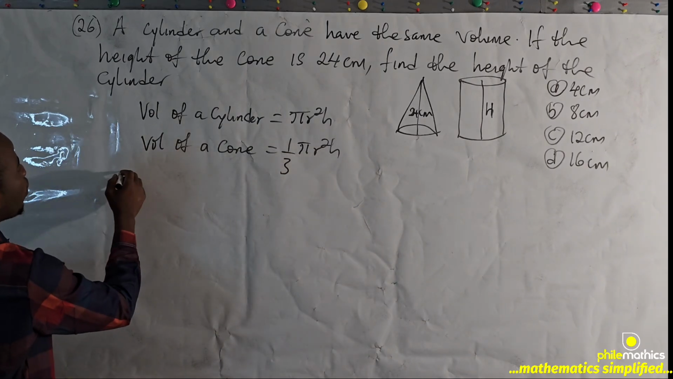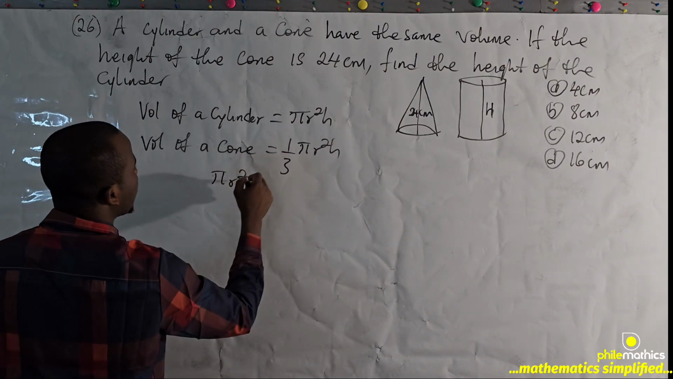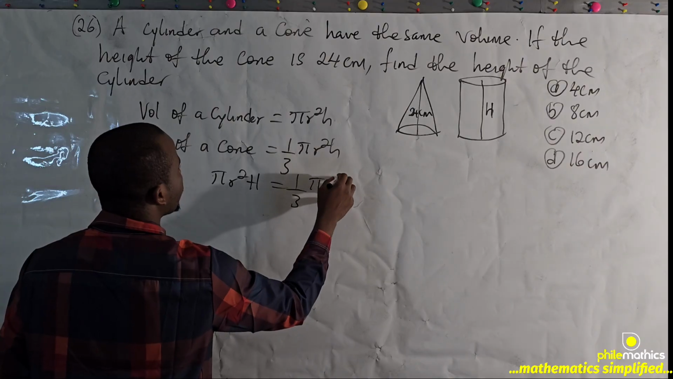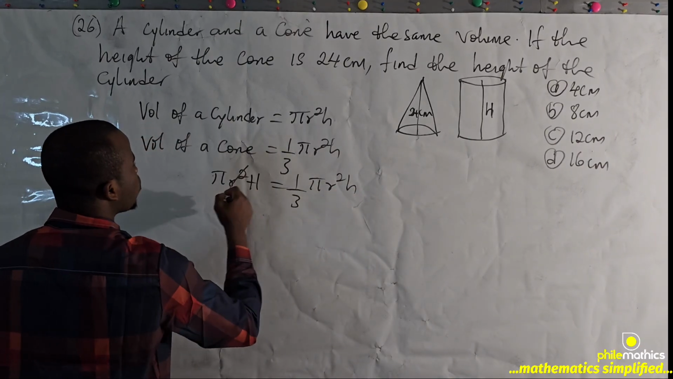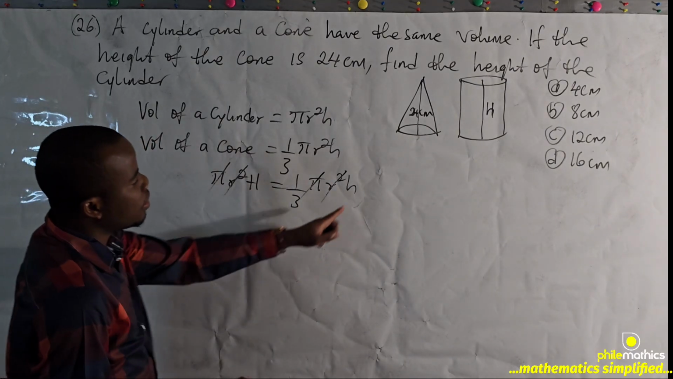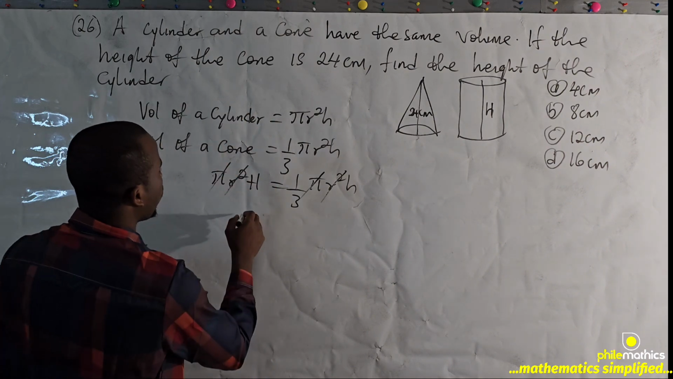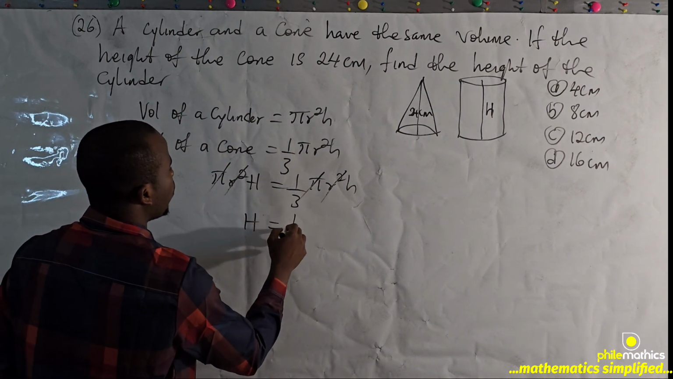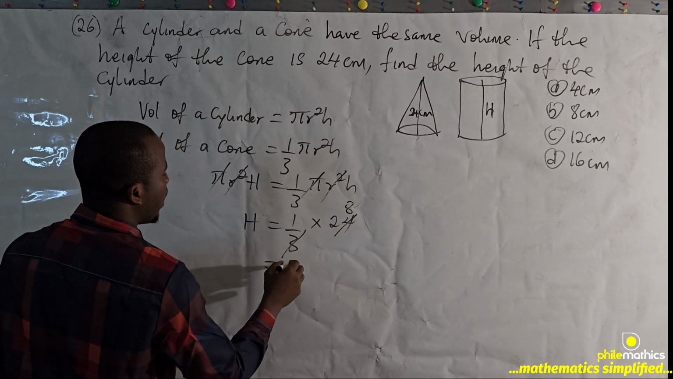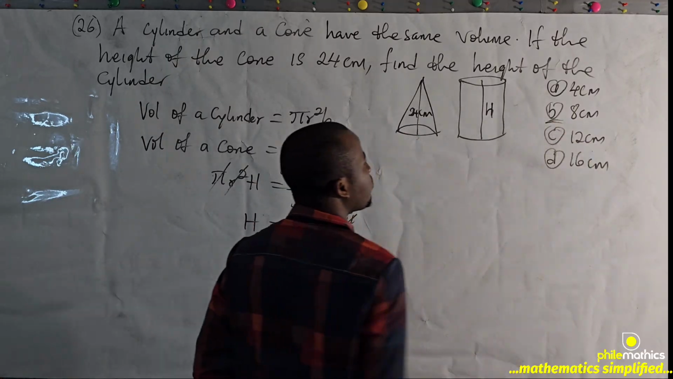Since they are equal, we see that pi r squared, let's call this capital H, is equal to 1/3 pi r squared h. R squared cancels r squared, pi cancels pi, and the height of the cone is 24. So the H we are looking for is 1/3 times 24. 3 into 24 is 8. So the height of the cylinder is 8 cm. And that's B. That's the answer.